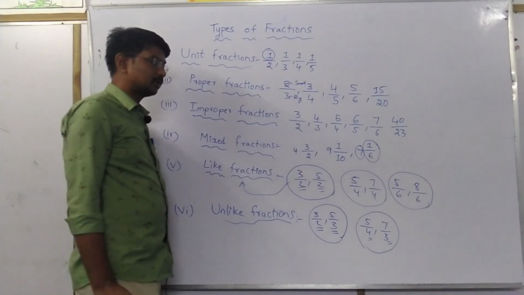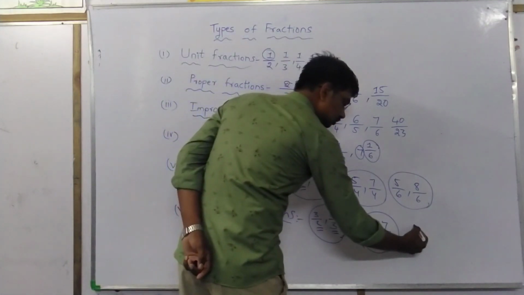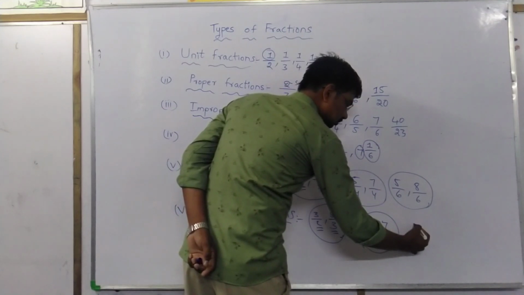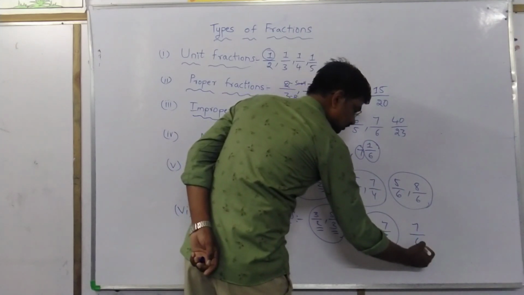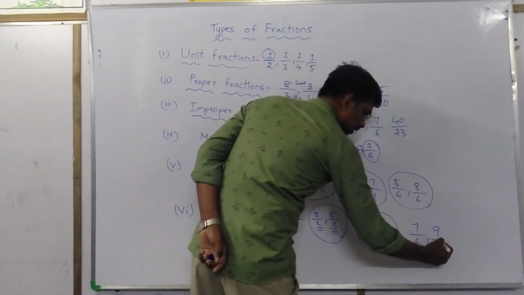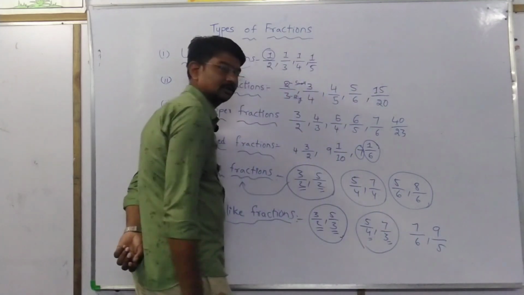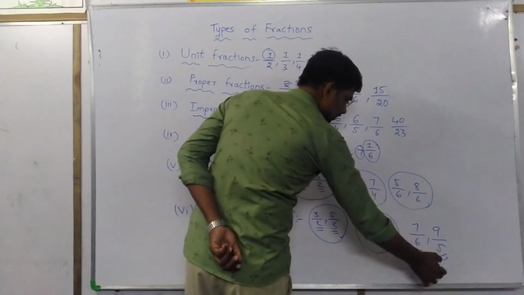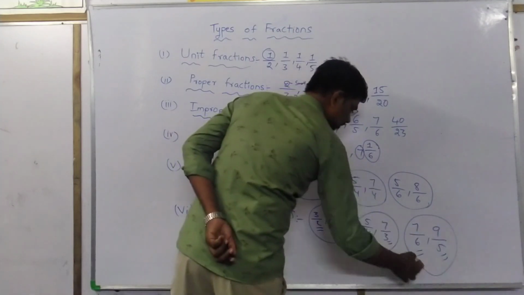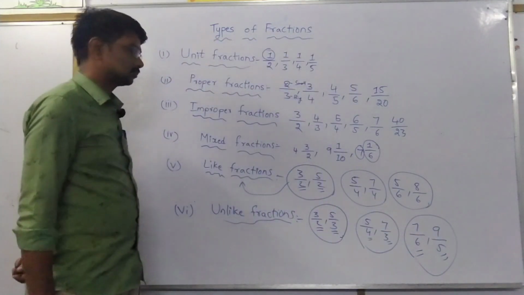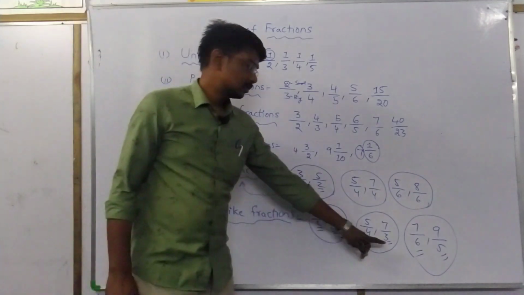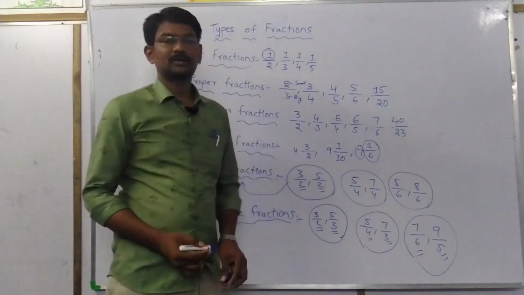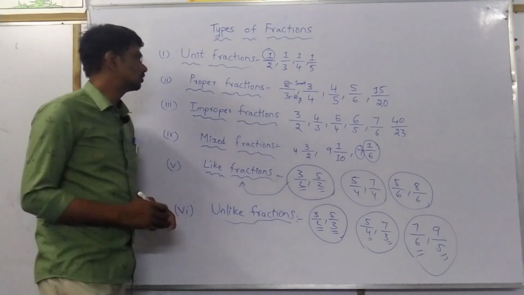One more example, 7 by 6 comma 9 by 5. Okay. What is the denominator here? 6. What is the denominator here? 5. So these two are unlike fractions. Okay.